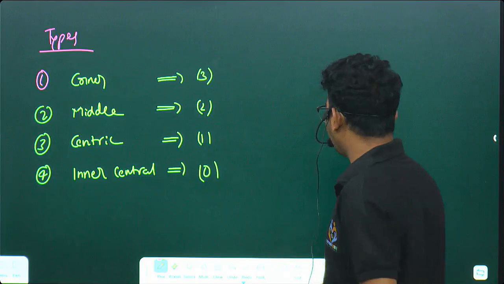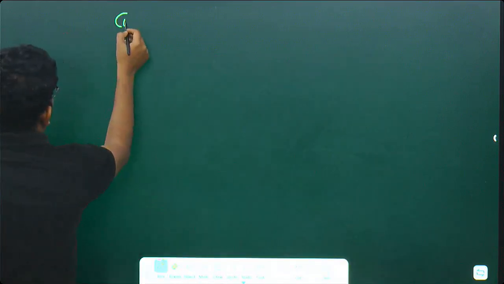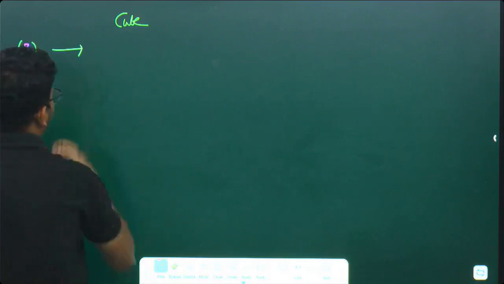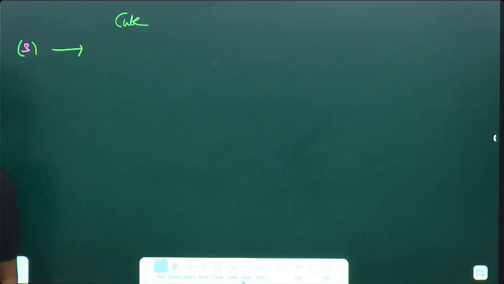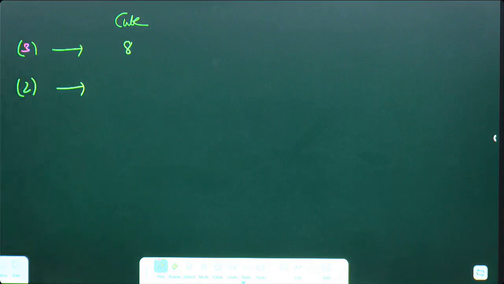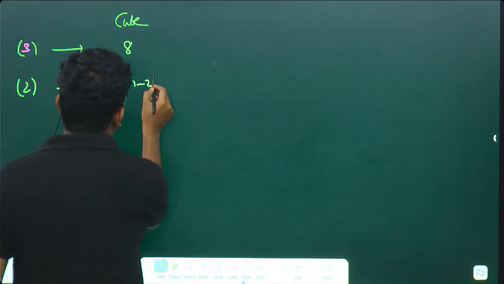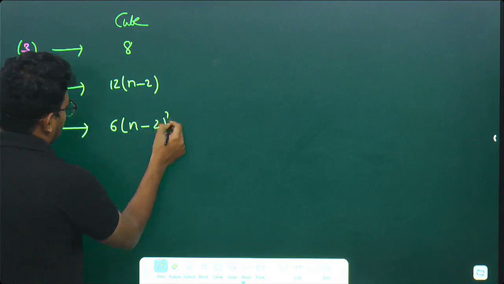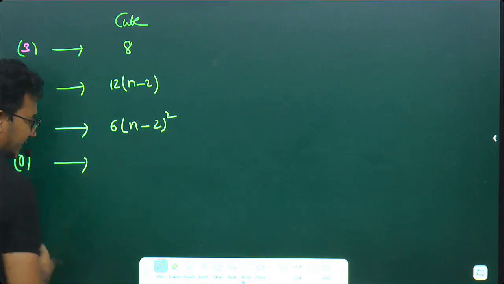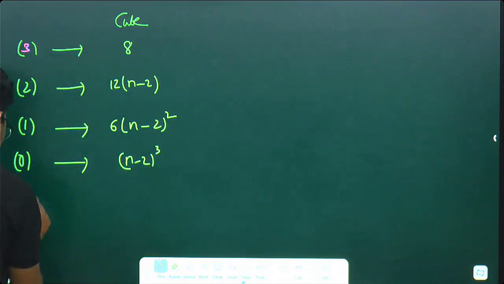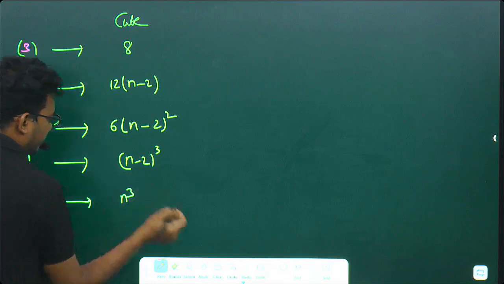Let me revise this cube for you. In the cube, to find the 3 surfaces painted, the formula is 8, and for 2 surfaces painted the formula is 12 into n minus 2, and for 1 surface painted, no surface painted, and total.